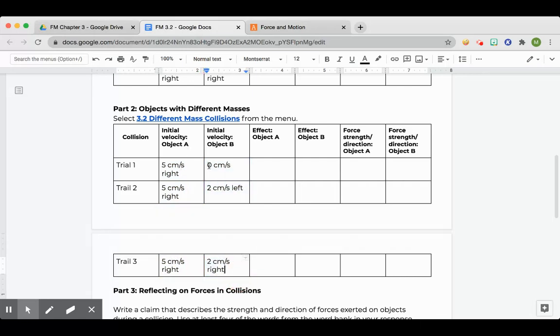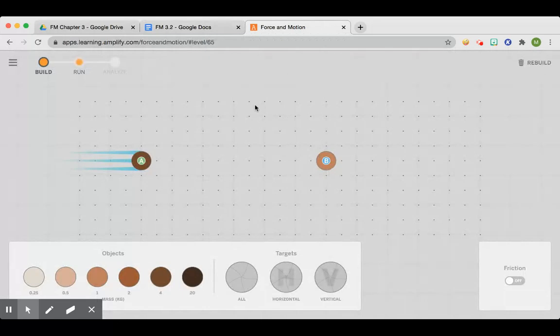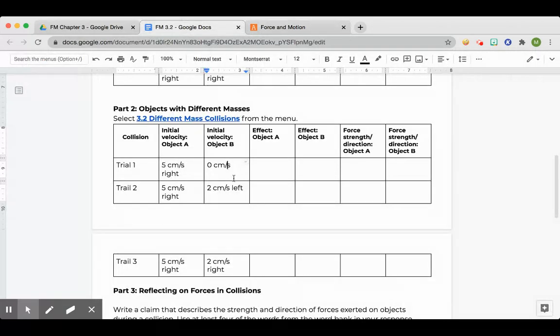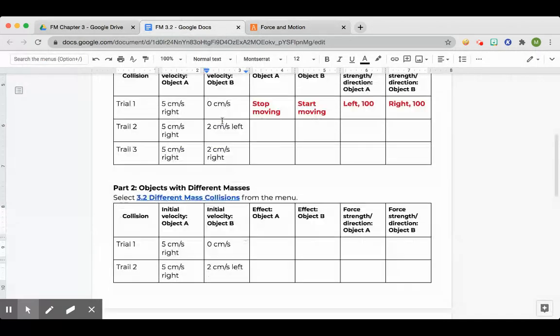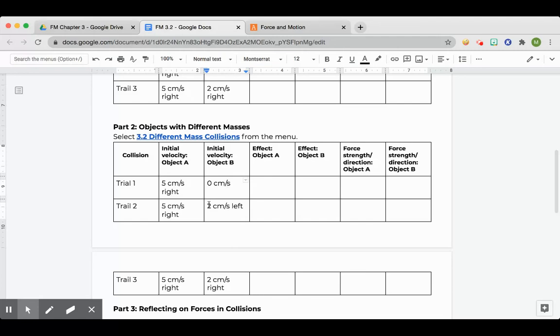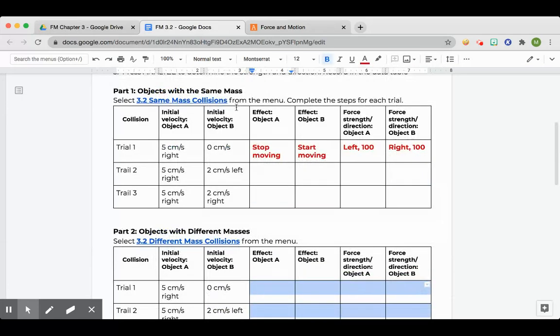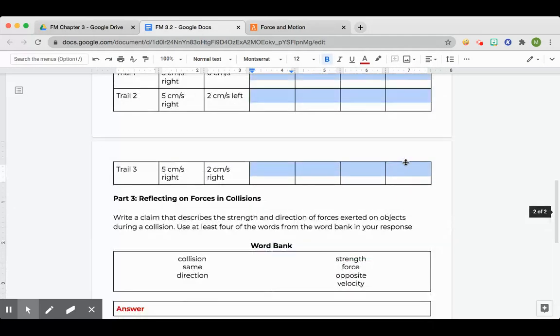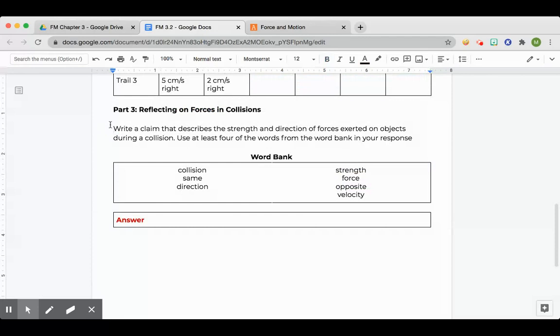And for trial 1, again, you don't even have to change B because you can see here B is not moving. So just like for trial 2 and 3 from this one, you're either just going to prepare a force 2 to the left or 2 to the right and fill in the table the same way we just did up here.